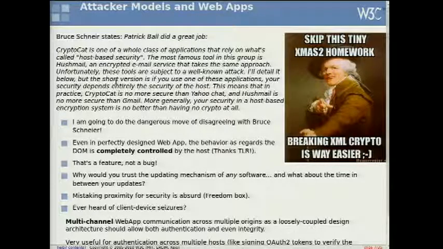But a short version of this is that with one of these applications, your security depends entirely on the security of the host. This means that CryptoCat is no more secure than Yahoo Chat, and Hushmail is no more secure than Gmail. More generally, your security in a host-based encryption system is no better than having no crypto at all.